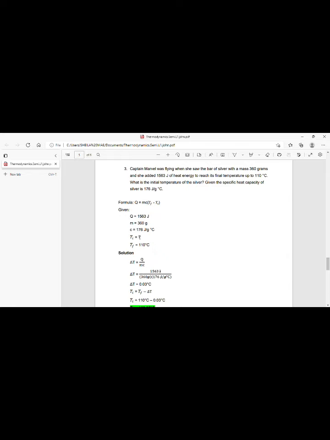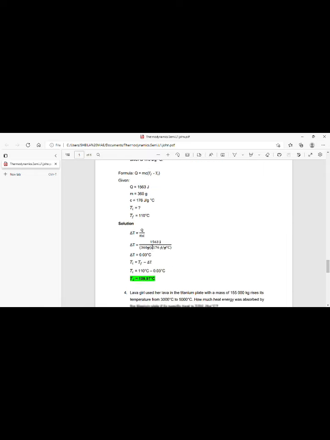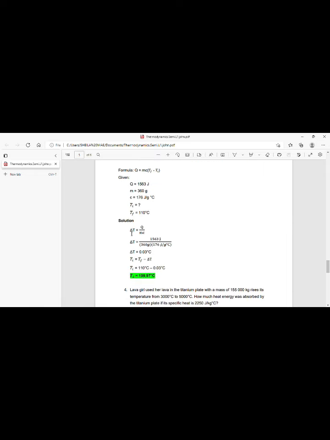The missing here is the initial temperature, and the final temperature is 110 degrees Celsius. Our solution: delta T is equal to Q over mC, which we're going to divide the same as in problem number 2.